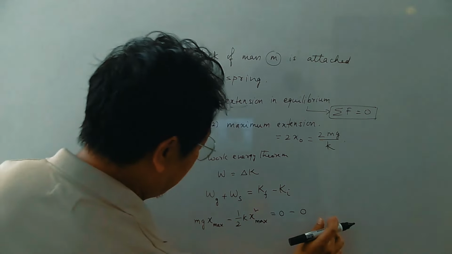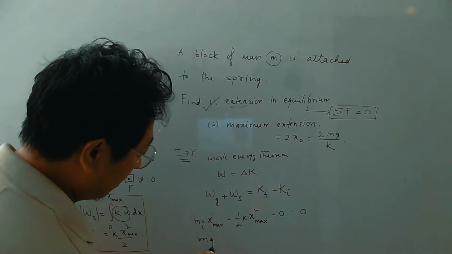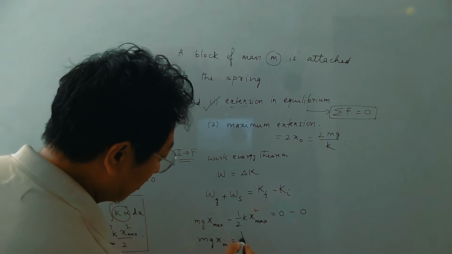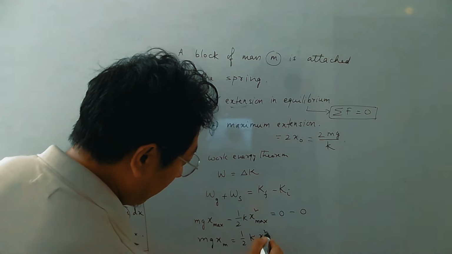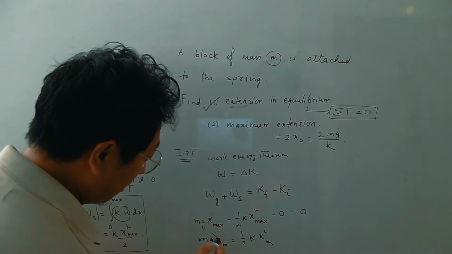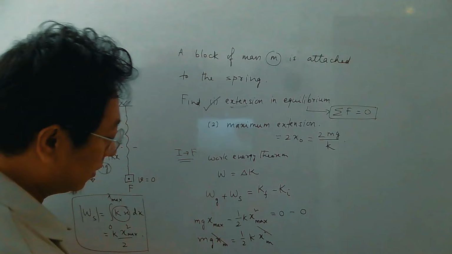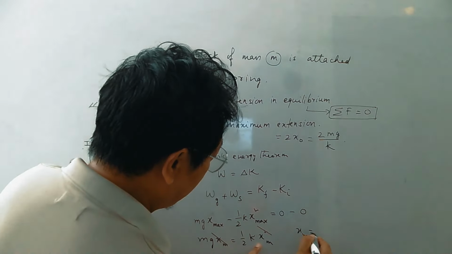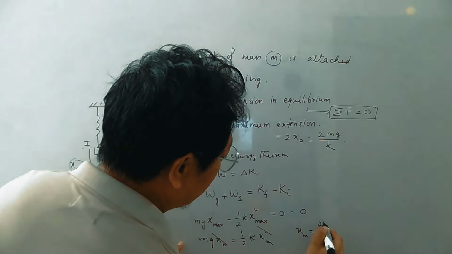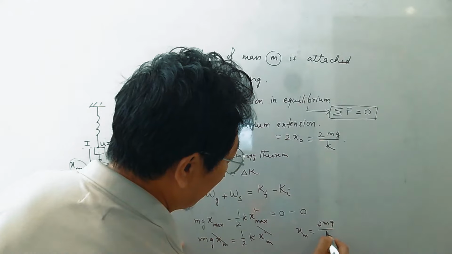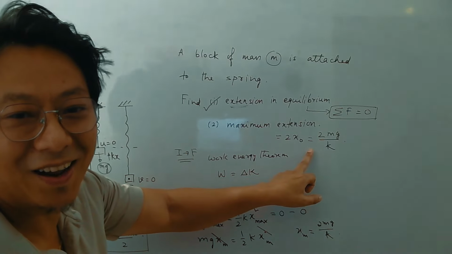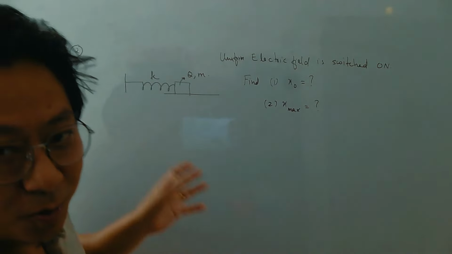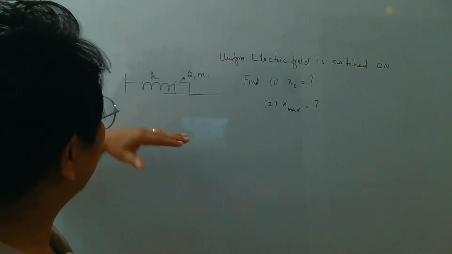So now if you take this one that side, you will get mg x max is equals to half k x square max. You can see 1 x max will cancel. So what will be x max? If you cross multiply, 2 mg by k. Same result, right?